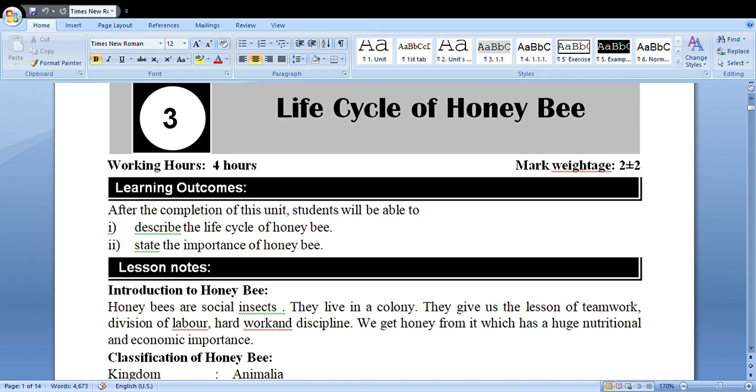Learning outcomes. After the completion of this unit, students will be able to describe the life cycle of honeybee and state the importance of honeybee. Some important lesson notes. Introduction to honeybee. Honeybees are social insects. They live in a colony, meaning they live in a group. They give us the lesson of teamwork, division of labor, hard work, and discipline. We get honey from it, which has huge nutritional and economic importance.